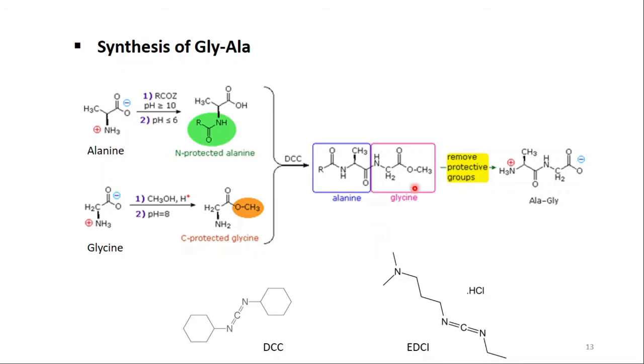So, once you get this amide bond, the next job is to remove your protecting groups, that is the RCO part and the ester part here. Okay. So, you remove them by some acidic or basic condition. This you can hydrolyze by base, this you can do by acid, but make sure that this part is not removed, this part is not hydrolyzed. So, you will get alanine and glycine.